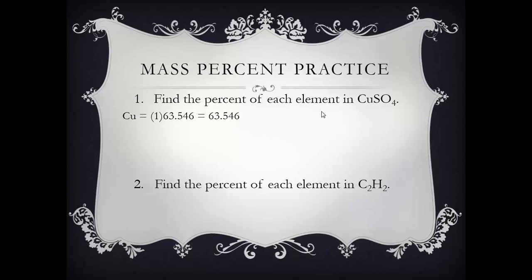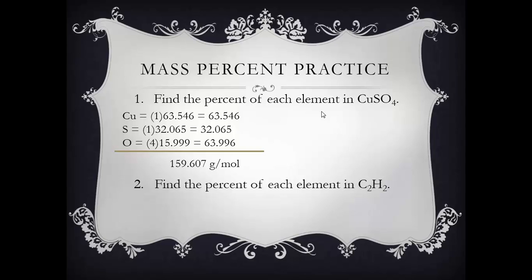Alright, here we have 2 practice problems, so you can find the mass percent of each element in copper sulfate. So copper, there's only one of them, so it's 63.5. There's only one sulfur of 32, and there's 4 oxygens around 64, giving you a total of 159.607 grams per mole. Those are the percents you should get, so make sure you can calculate those. If you have any questions, ask in class or email.